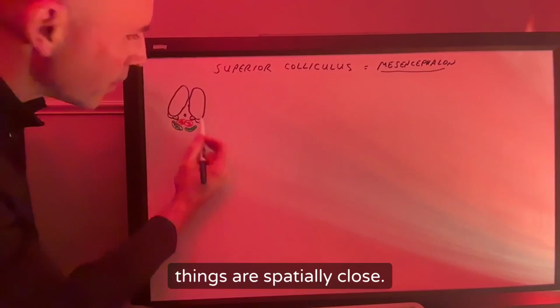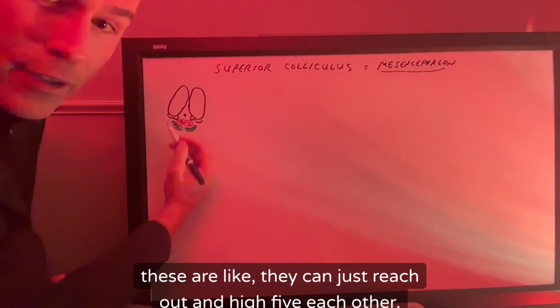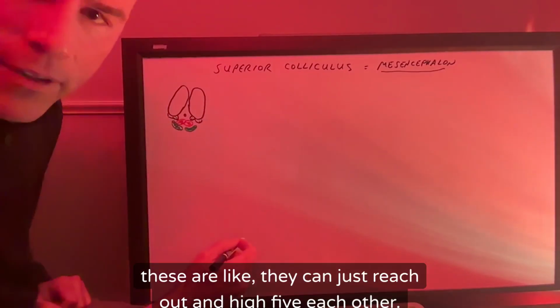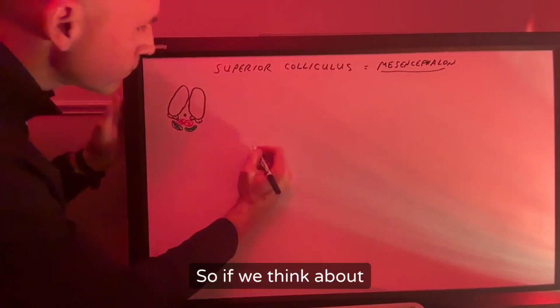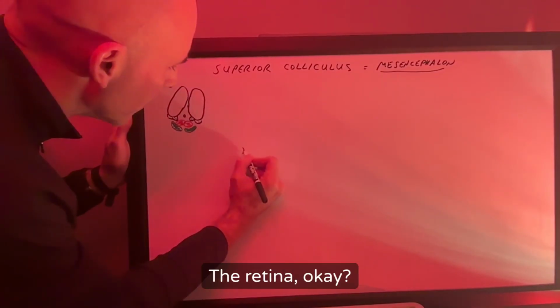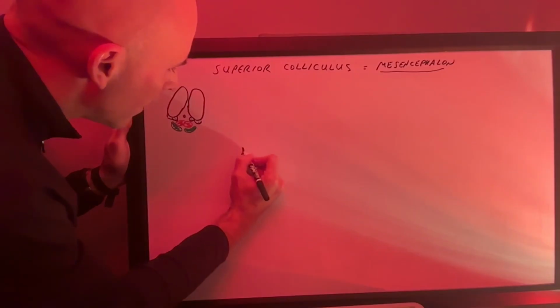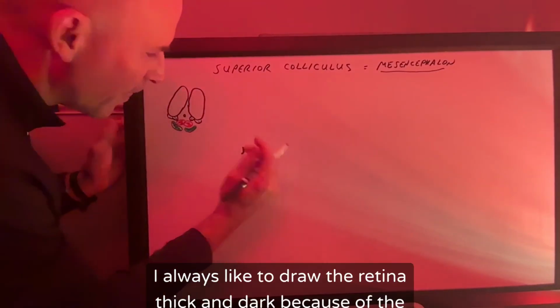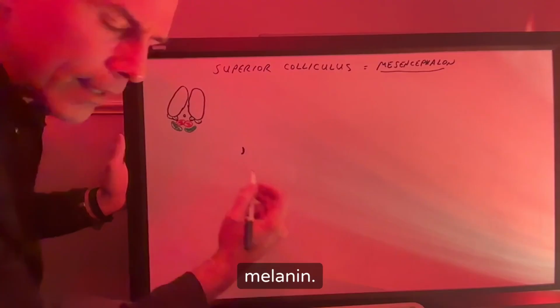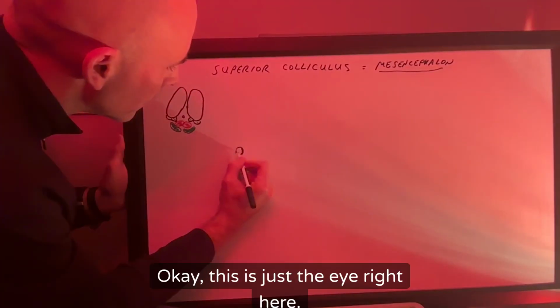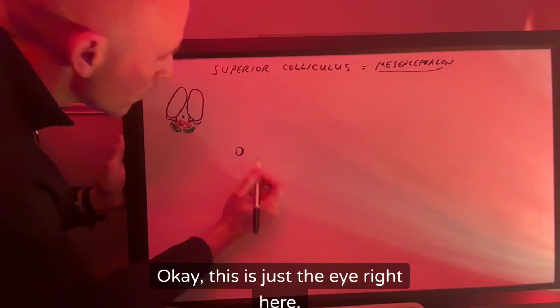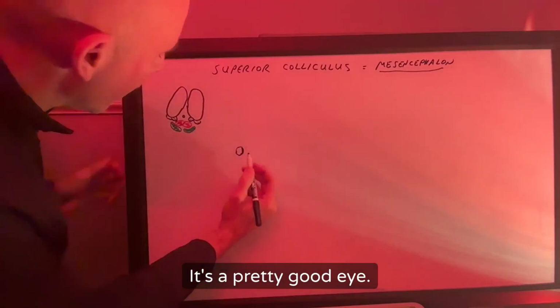Remember in the autism and eye movements episode, I said that these things are spatially close, man. They could just reach out and high five each other. It's for fast transmission. So if we think about the retina, I always like to draw the retina thick and dark because of the melanin. And then we have the pupil. This is just the eye right here. Pretty good. It's a pretty good eye.